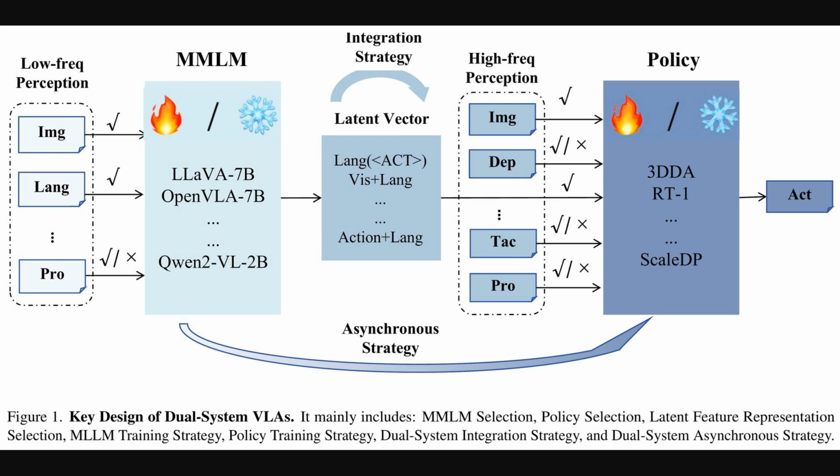Alright, so this next visual really breaks down the core architecture of these dual system vision language action models. We see the MLLM, that thoughtful System 2 on the left, processing inputs like images and language. It then passes a latent vector, that internal summary, to the fast-acting policy System 1 on the right. This policy also takes in more immediate sensory data to decide on an action. Importantly, the diagram points to key design considerations such as how these two systems are integrated and their asynchronous strategy. Basically, how their timing and information exchange are managed.